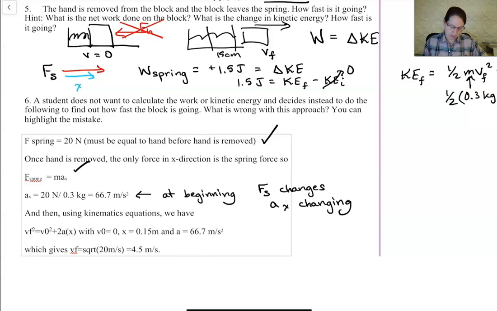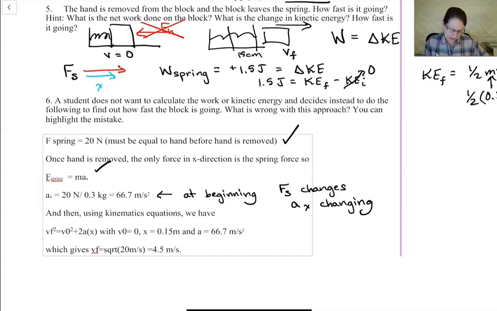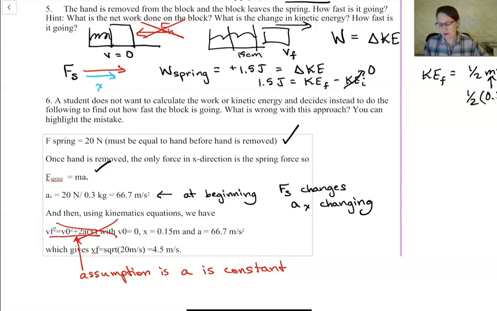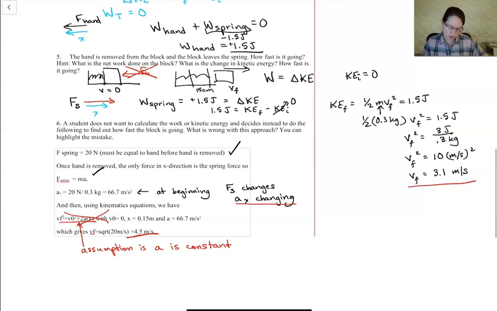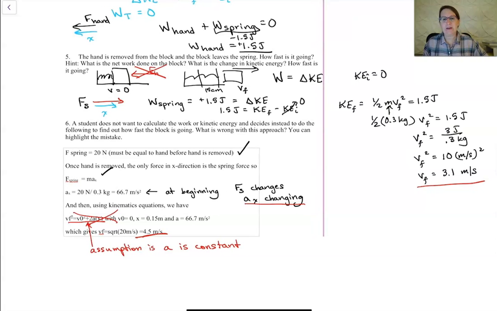And this is where the problem comes in. The kinematics equations, at least this one, the assumption is, we derived it, the assumption is that acceleration is constant. So here's where the mistake is. We can't use that equation because our acceleration is changing. So it turns out that using this energy approach gets us a calculation that we could not get before, or we'd get the wrong answer. If we use this approach, we get 4.5 meters per second instead of 3.1, which is wrong because the acceleration is not constant.